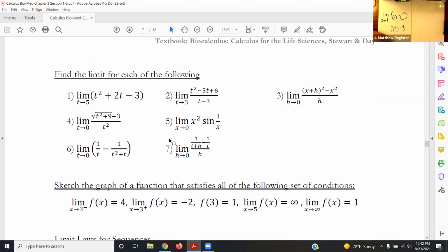And here's some practice problems. Let's see what we can do with them. So for this first one, the limit as t goes to 5 of t squared plus 2t minus 3. And again, I'd encourage you to pause and try all of these problems real quick. t squared plus 2t minus 3.